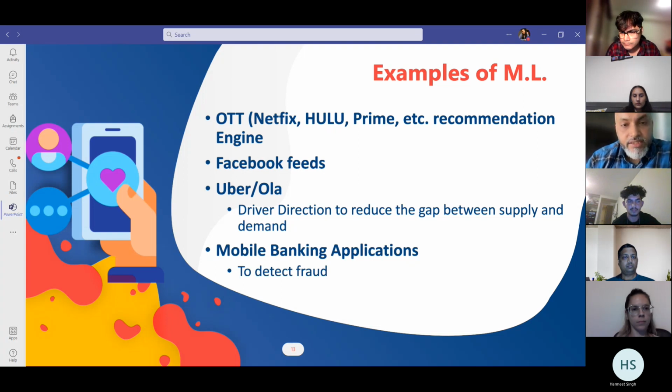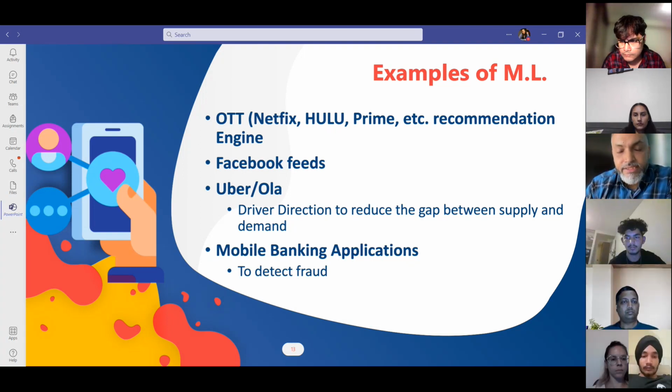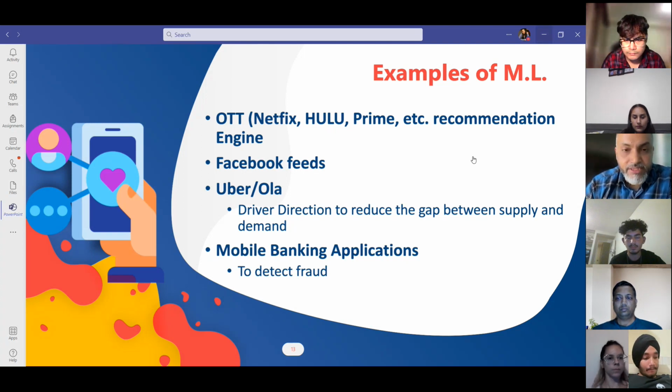Uber and Ola have moved one direction forward, and through their machine learning algorithm, they detect where the high demand is, and then accordingly ask their drivers to move to that part so that they reduce the gap between supply and demand of the consumer. Similarly, the mobile banking application is the next big ML thing, where they are now very easily able to detect fraud through machine learning.